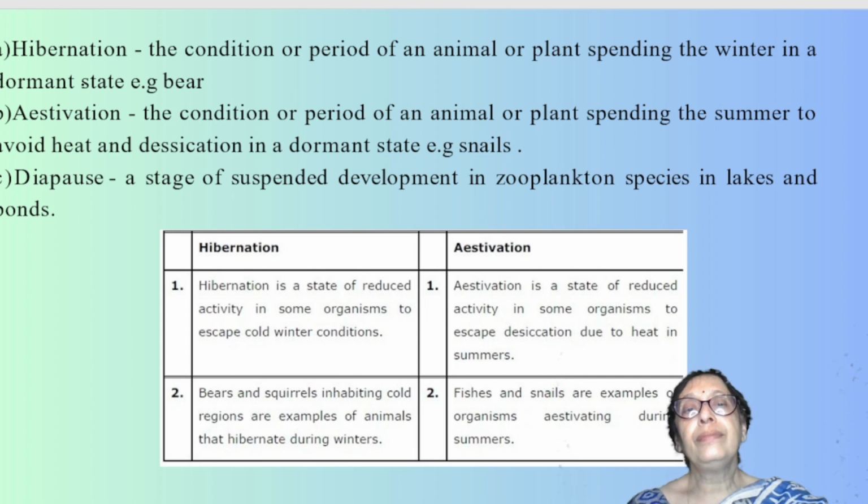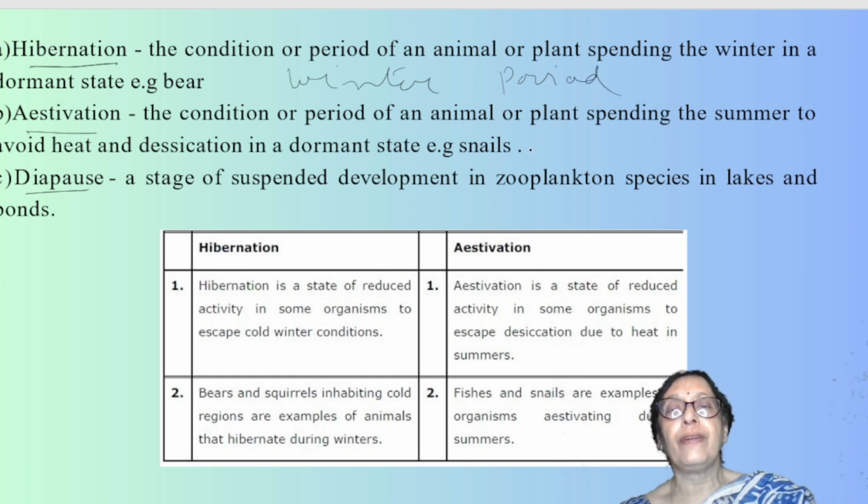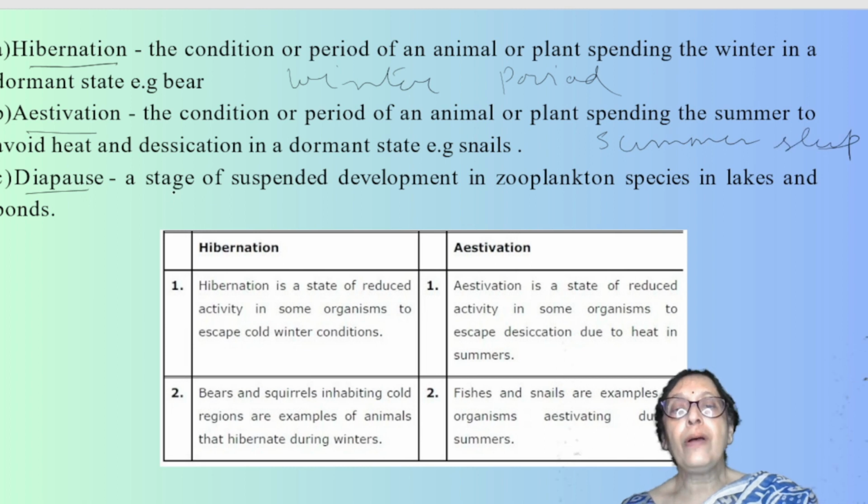So these are the mechanisms by which organisms overcome stress as conformers. There is hibernation, which we call winter sleep. They pass an inactive period during winter in order to reduce their metabolic function. Estivation is called the summer sleep, and diapause is a stage of suspended development, mostly in zooplankton. Zooplankton means the unicellular protozoans in aquatic life, in lakes and ponds.